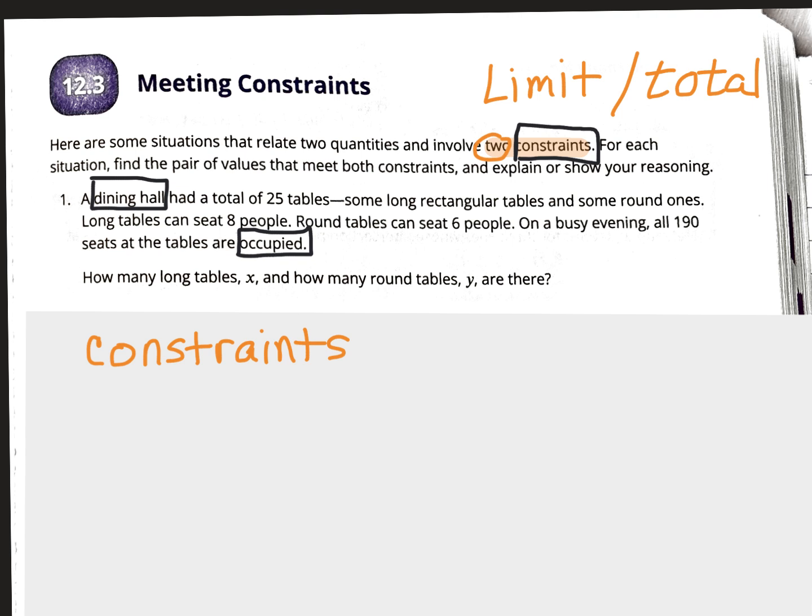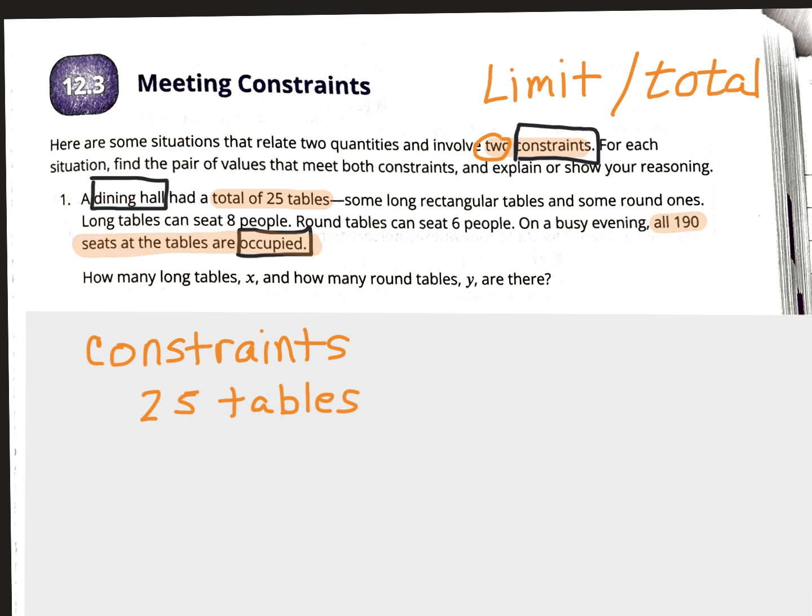So the first thing that's jumping out at me is that the dining hall has a total of 25 tables. So that is going to be one constraint or limit or total. And the other one is kind of hidden in disguise here. It says, on a busy evening, all 190 seats at the tables are occupied.